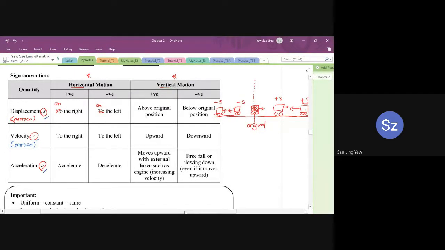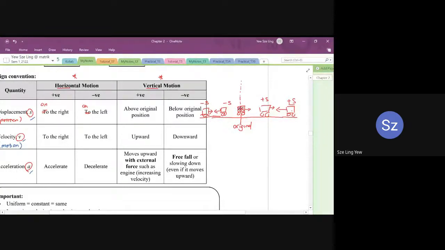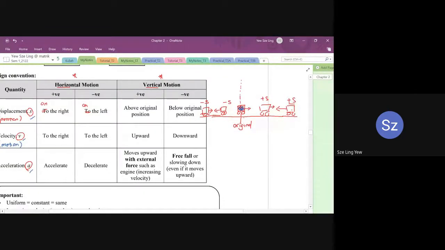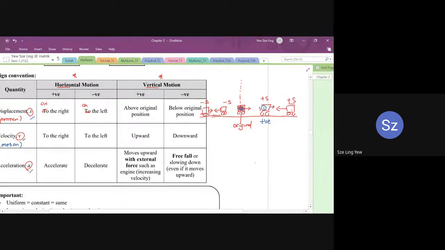So let's go back to the diagram of the car. Initially, I have the car at its original position. Now it goes to the right-hand side. So at this first position, because my object is heading to the right-hand side, you have positive V.